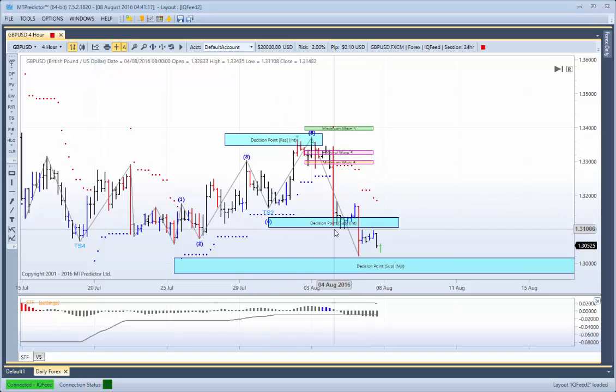DPs are great because they're leading indicators. They're on the chart in advance. These give you areas of support and resistance before the market even gets there. So you can see here the pound hasn't quite reached this major support level down here. So what does that look like on the hourly chart?